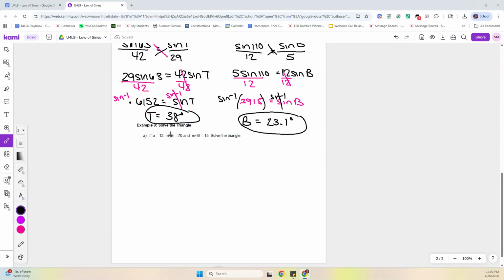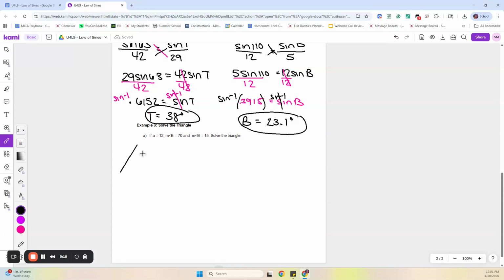All right, and then for example 3, it says solve the triangle. So if something says solve the triangle, you are solving for every single piece that's missing. And most of the time that's going to be 3 different sections of it, 3 things of like sides, angles, some kind of combination.